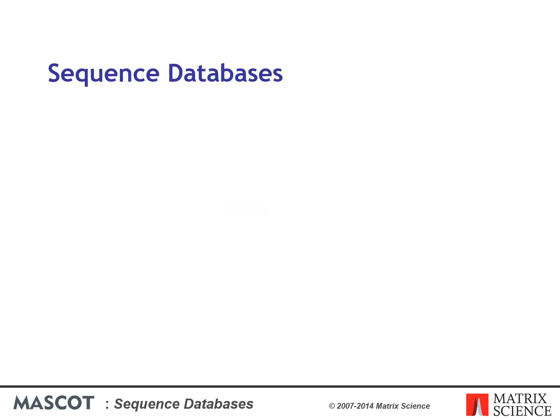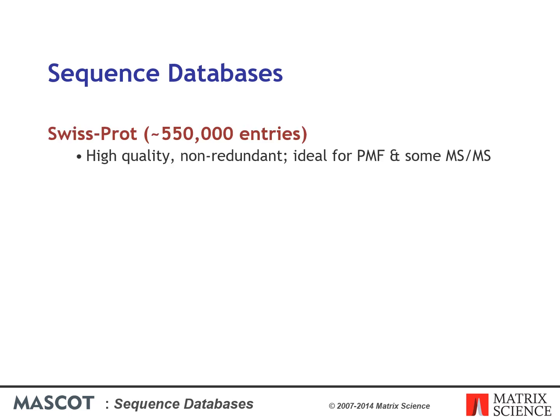There are a huge number of databases, and it is often not clear which is the appropriate one to choose for a search. SwissProt is acknowledged to be the best annotated database and is non-redundant, making it an ideal choice for PMF searches where the loss of one or two peptides is not a concern. SwissProt is also a good choice for MSMS of a well-characterized organism, such as human or mouse or yeast.